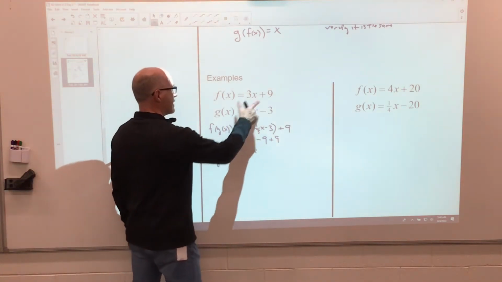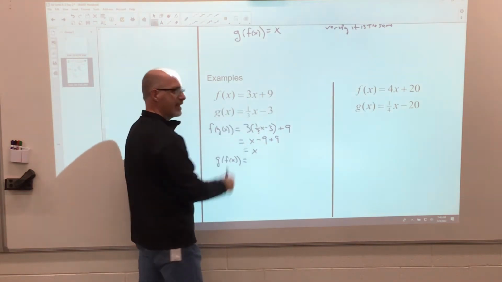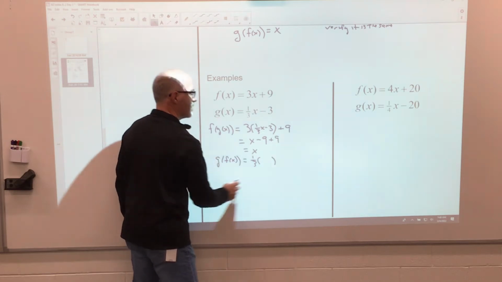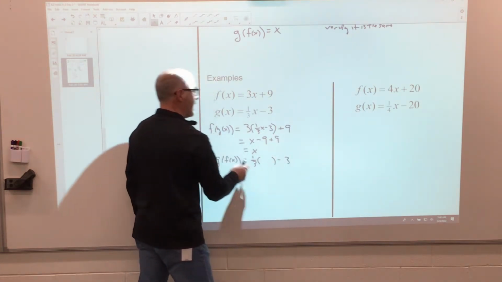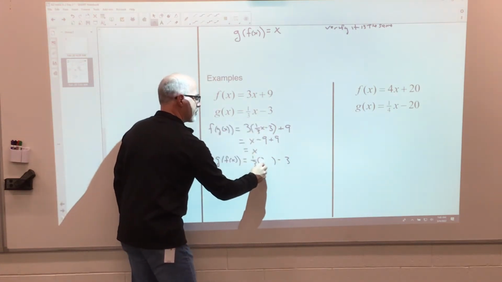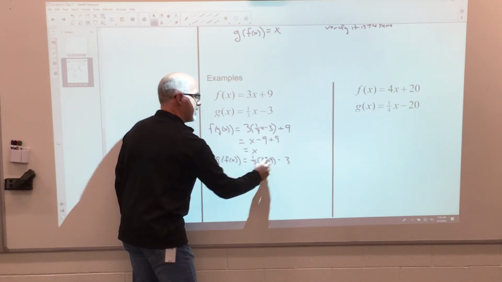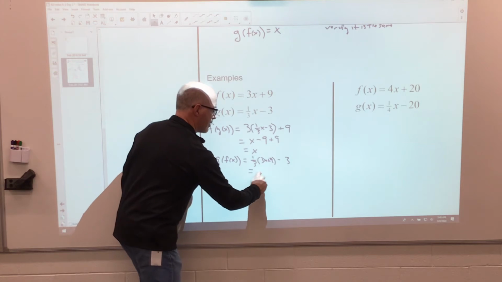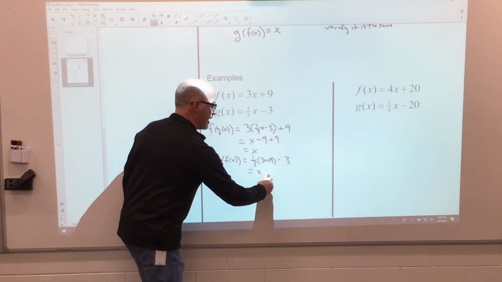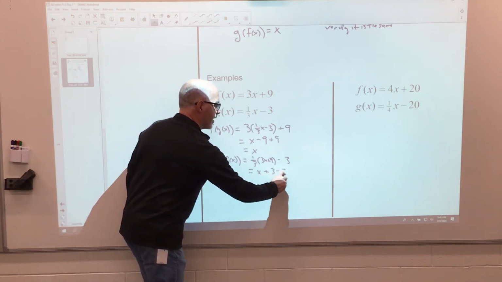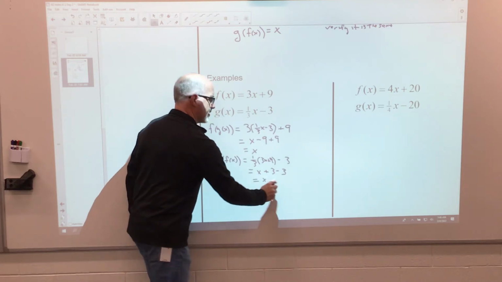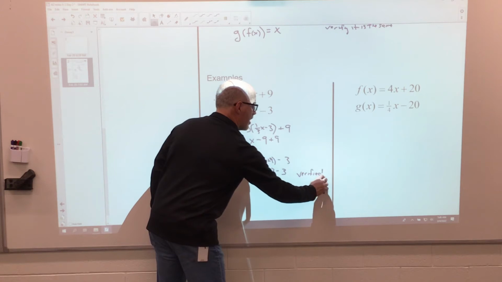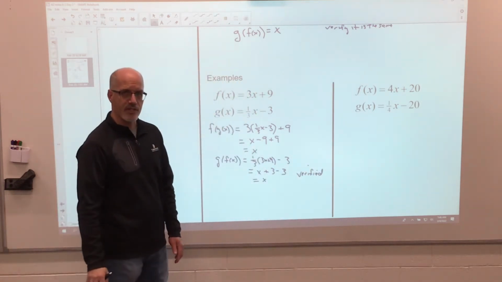So now I'm gonna take this function and put it inside that one where there's an x. So I'm gonna take and put a parentheses where there's an x there. And now put this inside, so 3x plus 9. And now when I distribute through, I get 1/3 times 3x is just x, 1/3 times 9 is equal to 3, minus 3 is just equal to x. So we can put that that's verified. Those two are inverses of each other.